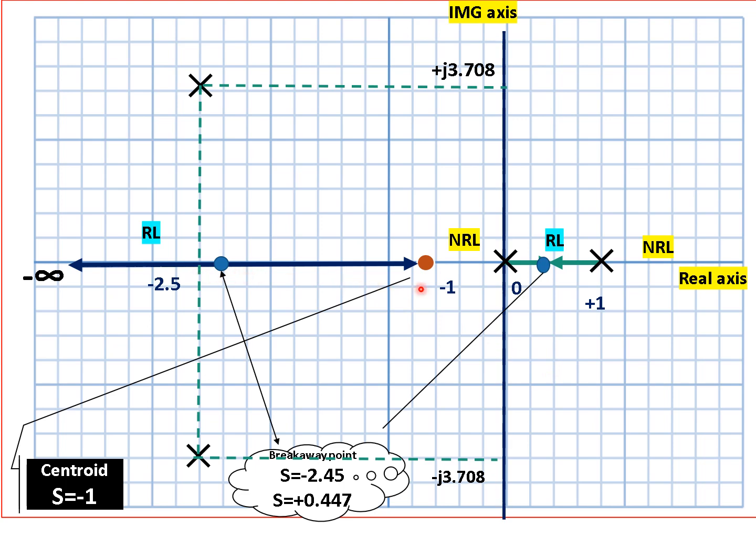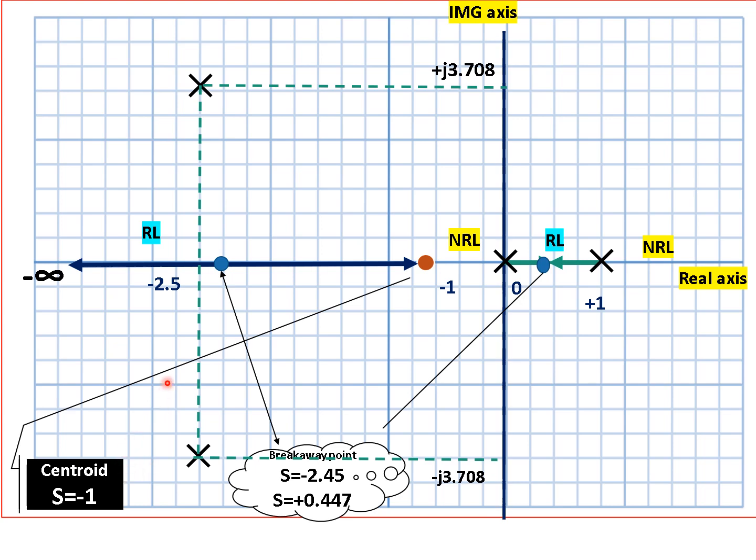As you can see, by observation we already decided that there are two breakaway points, and by calculation we got two values, that is s is equal to minus 2.45 and s is equal to plus 0.447. As you can see, s is equal to plus 0.447 exists on the root locus. That means there is a breakaway point at this point. Whereas in this case s is equal to minus 2.45, again it lies on the root locus existence. So this is also a breakaway point.